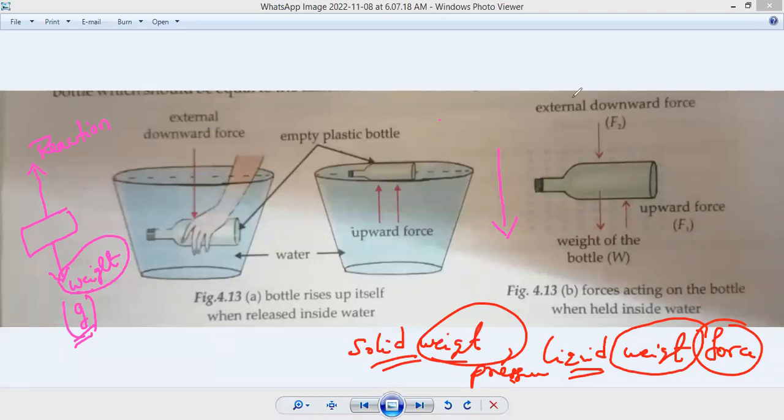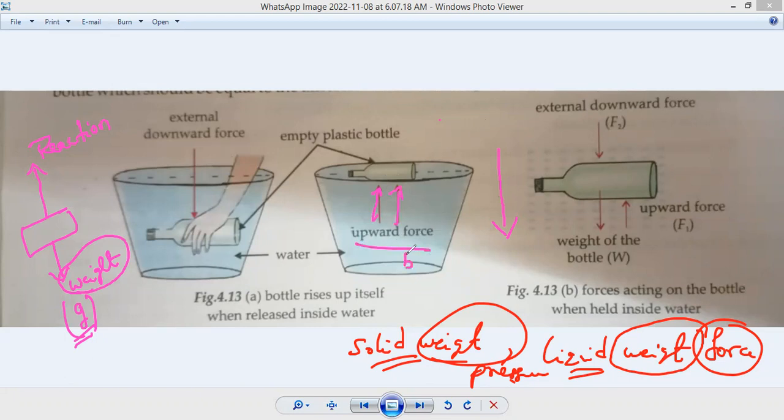Gravitational force will act vertically downwards or vertically upwards? Downwards, sir. Vertically downwards. But inside the water, if you notice, another force is acting on the bottle in the upward direction. Here you can see, in the upward direction it is acting by the water.